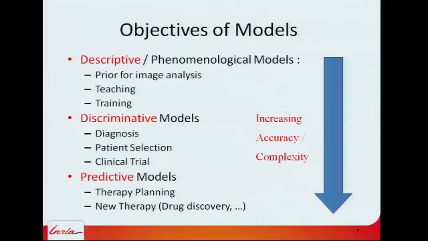And finally, the highest level of models, the ones that require the most accuracy, are the predictive models. You want to predict the evolution of a pathology. You want to predict what would occur to the structure when I, for instance, perform surgery. It could also be used for drug discovery or developing new therapies.